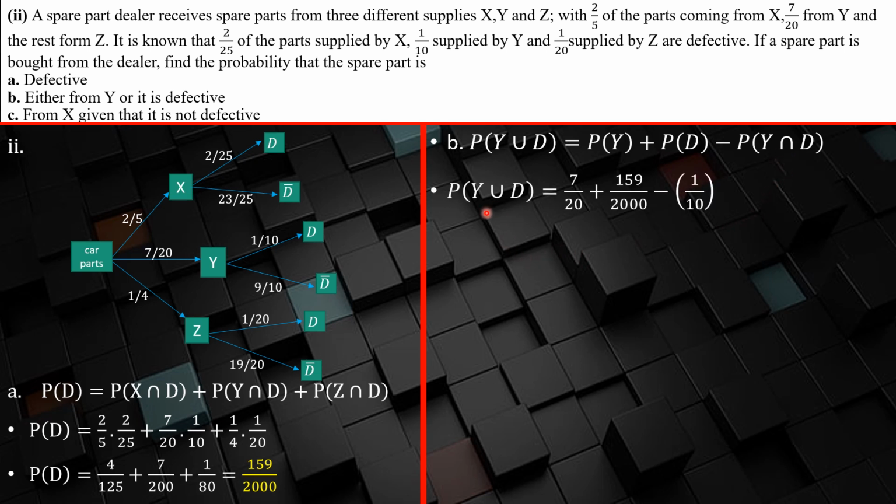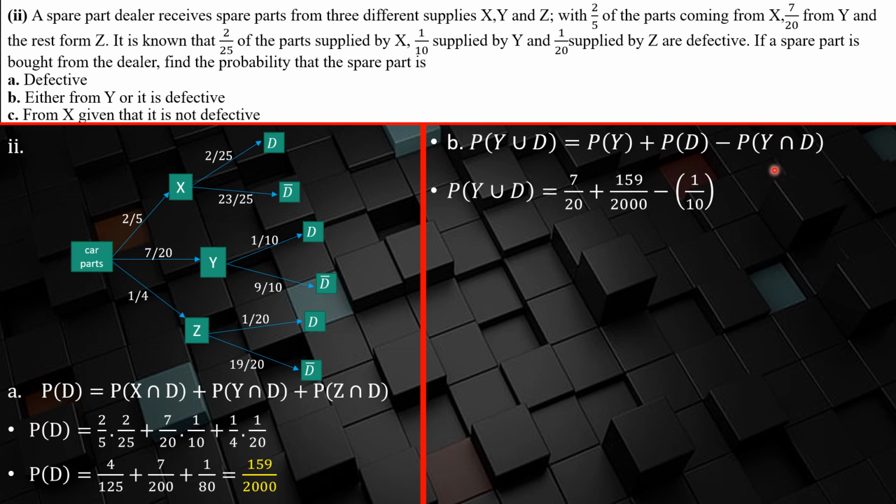So you realize that that probability right here would be probability of getting a car part from Y is 7 on 20, right? Probability of getting a defective car part would basically be what we've calculated here, 159 on 2000, minus the probability of getting a defective car part from Y. This is what this means. And what's the probability of getting a defective car part from Y? It's just 1 on 10, all right? Or you think about it like this, the intersection of car parts from Y and overall defective car parts in this experiment, what's going to be that intersection? Well, the intersection is basically going to be the defective car part that can come from Y.